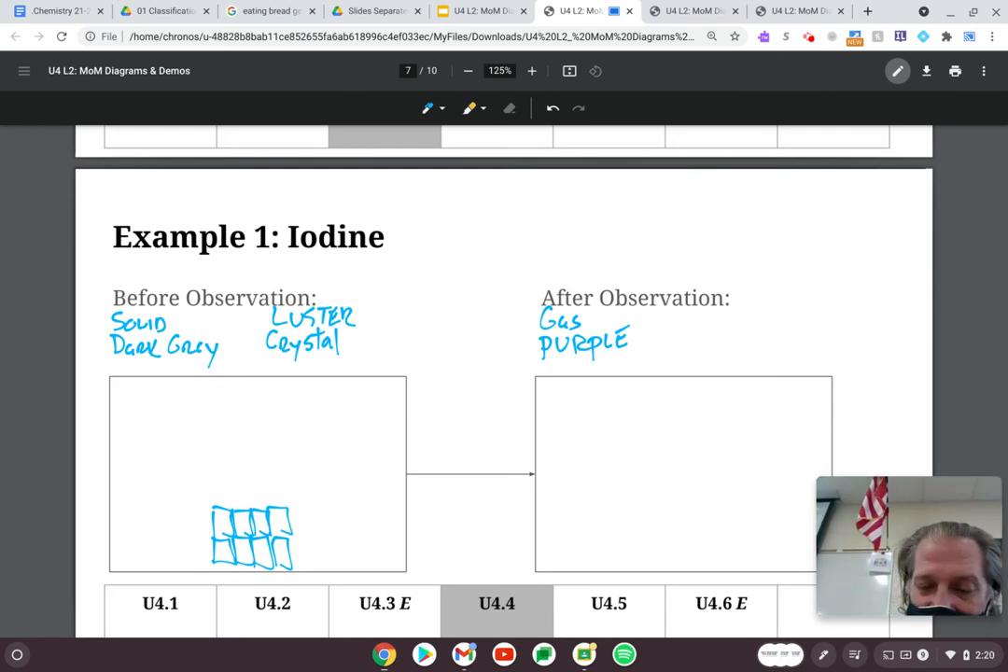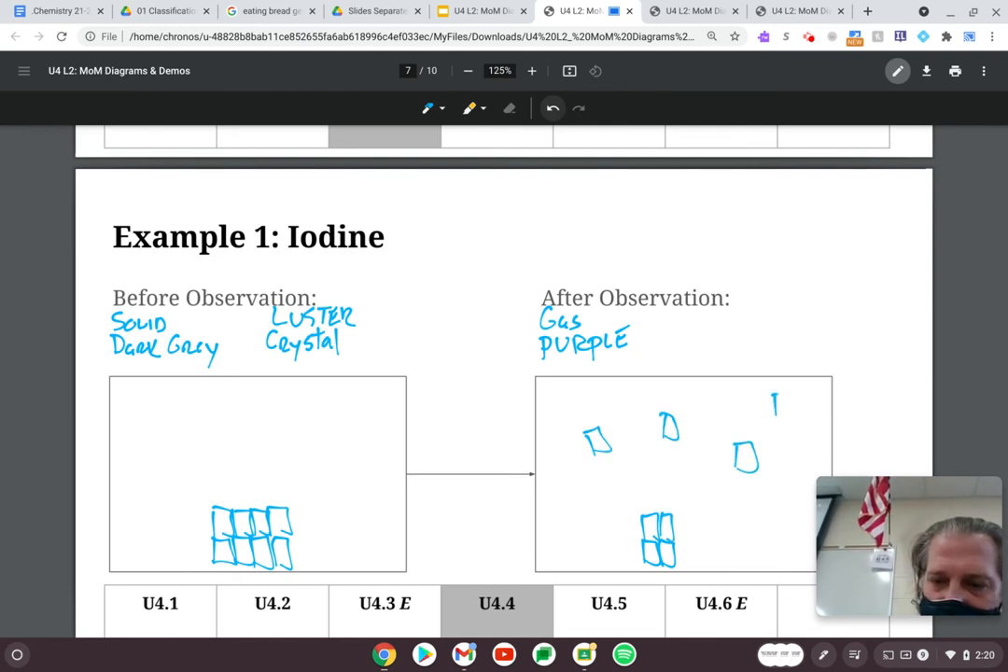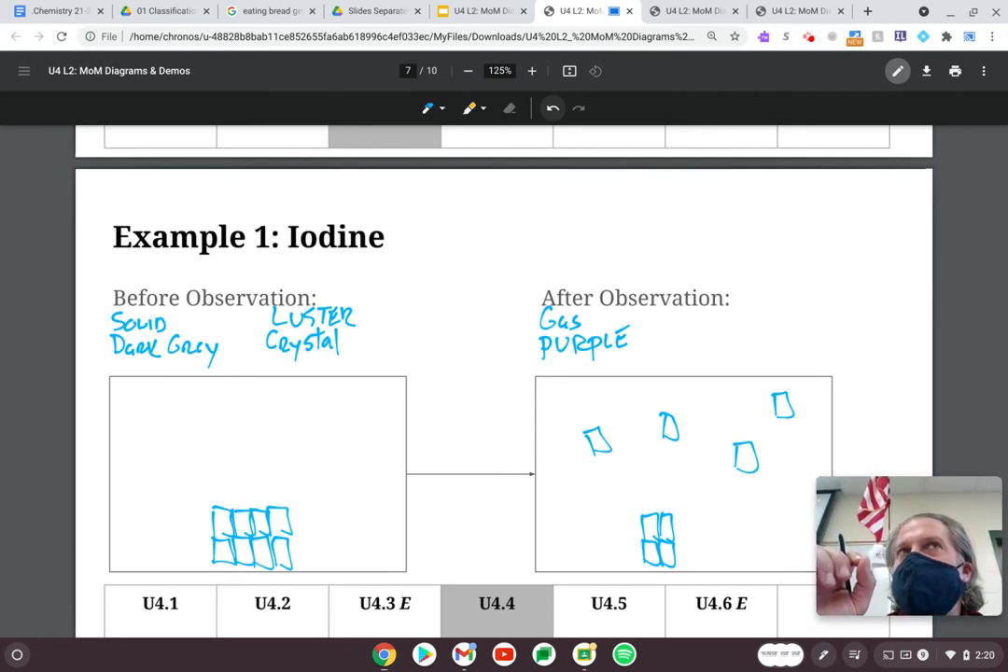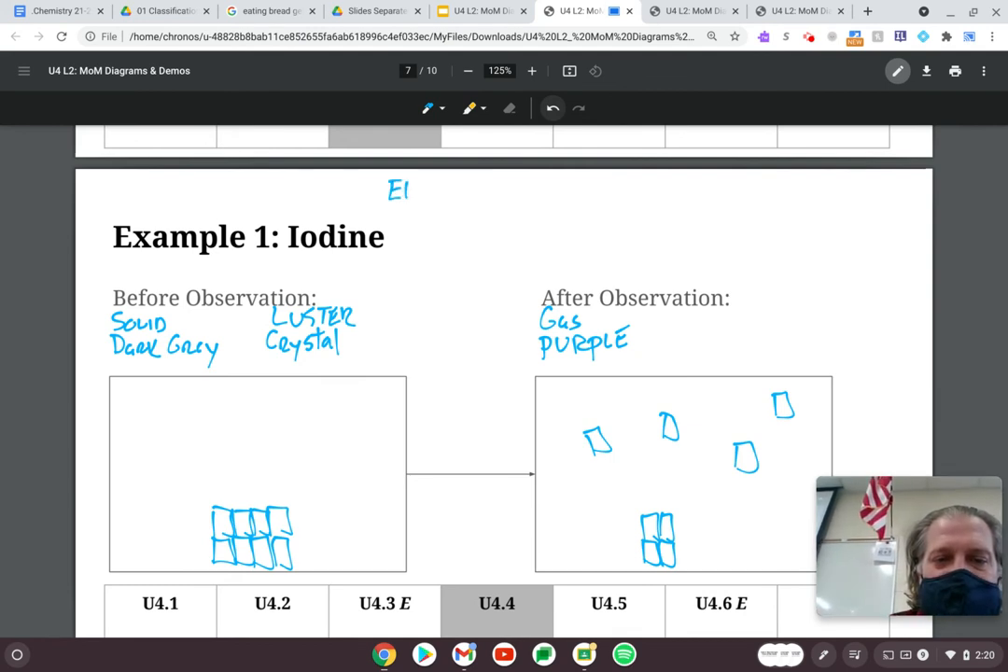So if I was going to draw this, note that when I drew this now, the particles that I drew or tried to draw as gaseous were spread out more throughout the container. Okay, but there were still some solid particles at the bottom. So would this pure substance be an element or a compound? Element. How do you know that?